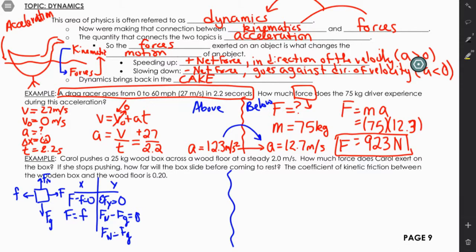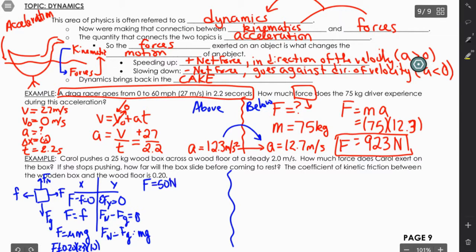All right, and so friction force is mu mg, so that's going to be 0.20 times 25 times 10. So 0.20 times 25 times 10. So she's going to push with 50 newtons. So that's part A, the first question.